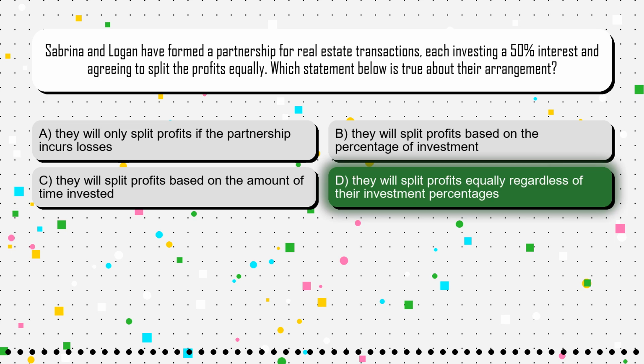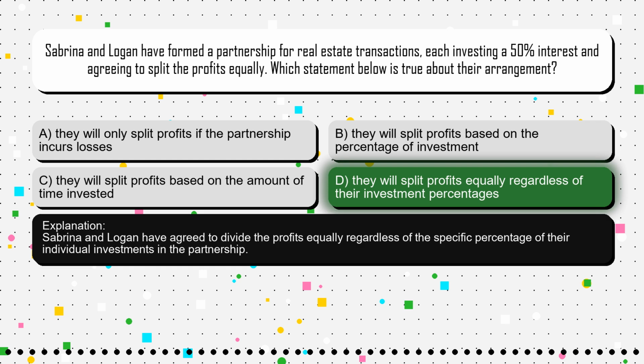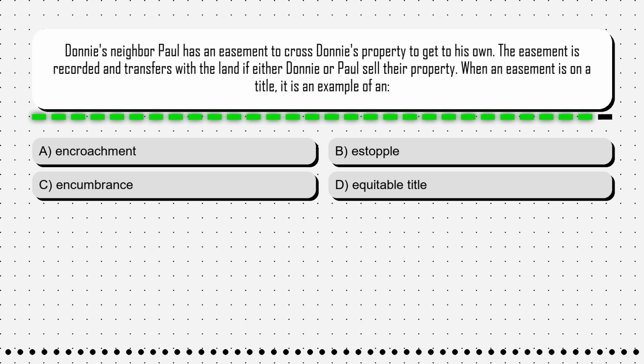The correct answer is option D, they will split profits equally regardless of their investment percentages. Sabrina and Logan have agreed to divide the profits equally regardless of the specific percentage of their individual investments in the partnership.